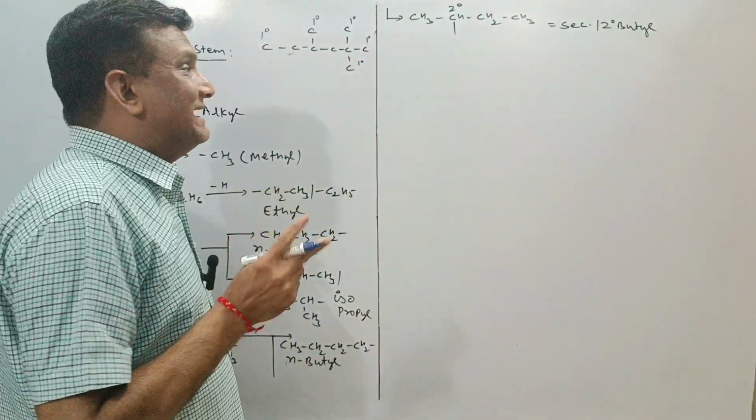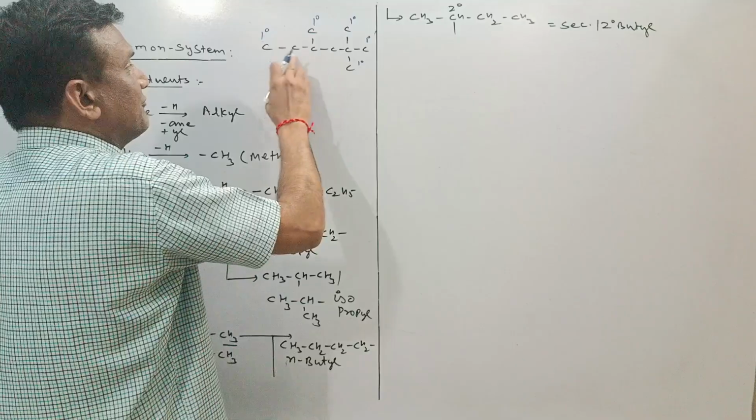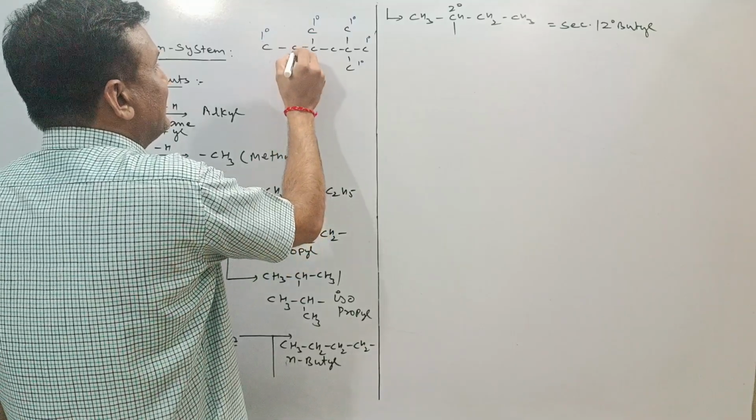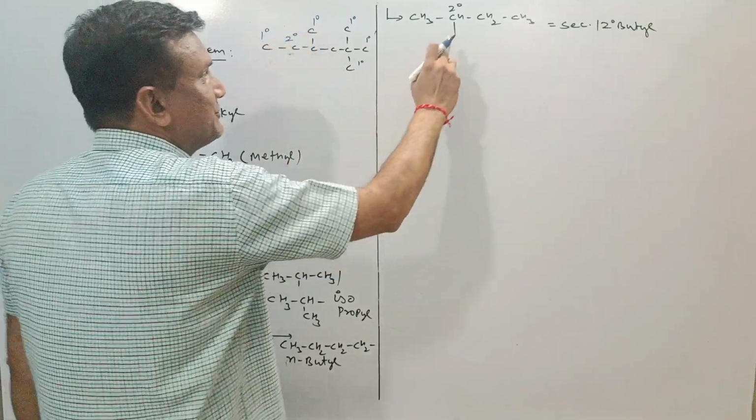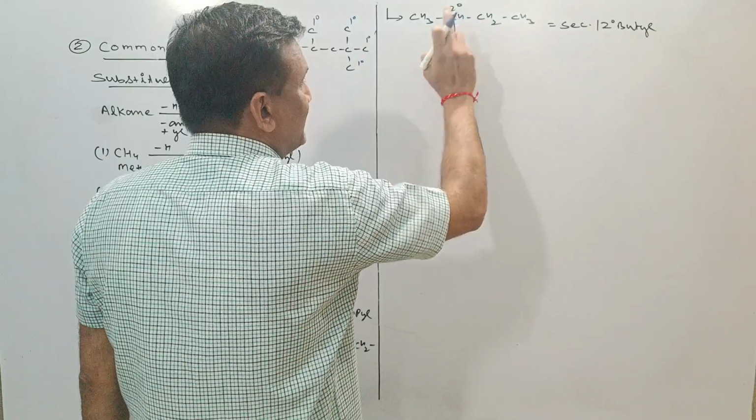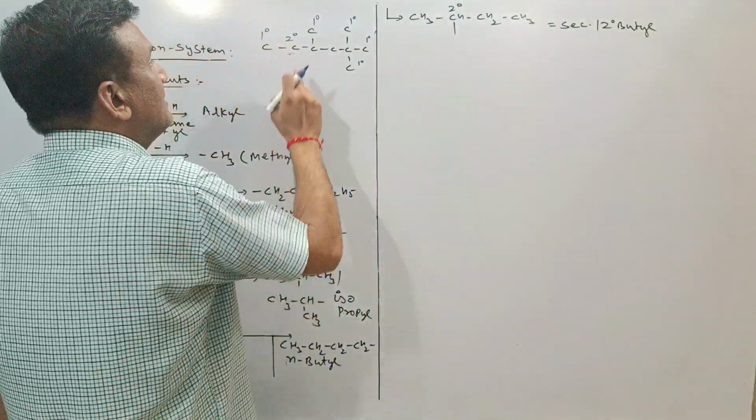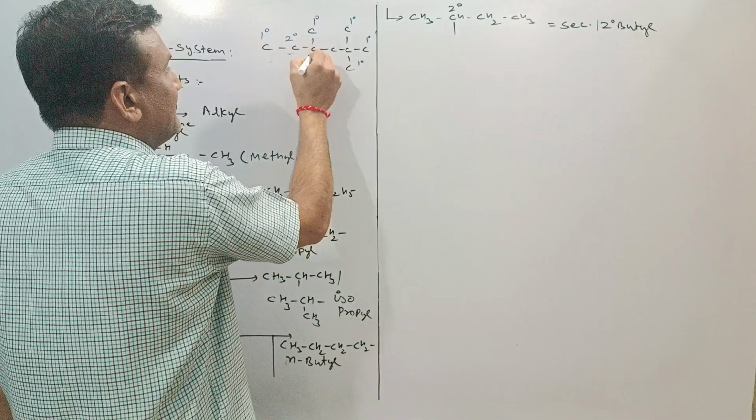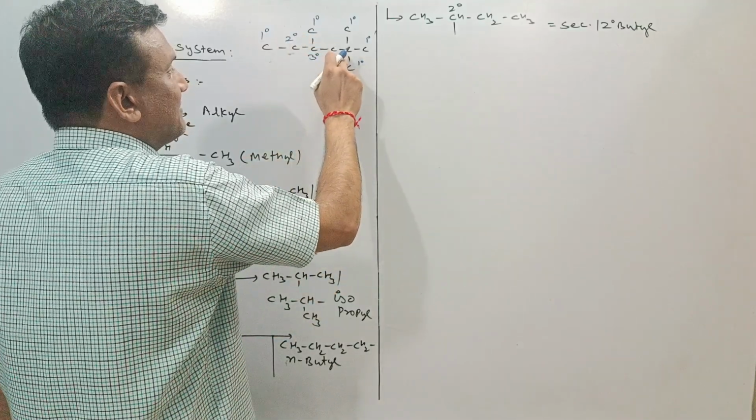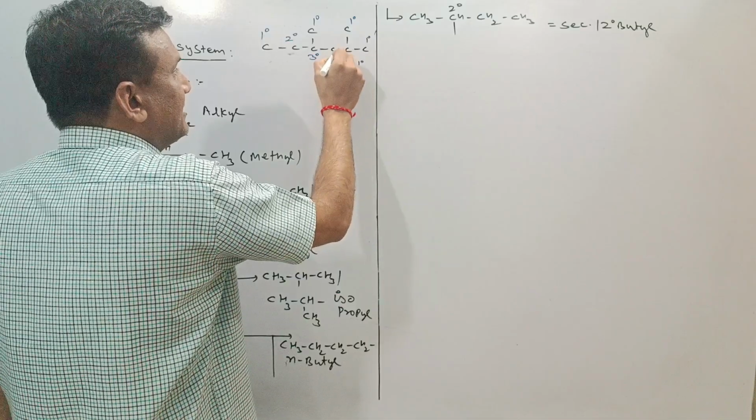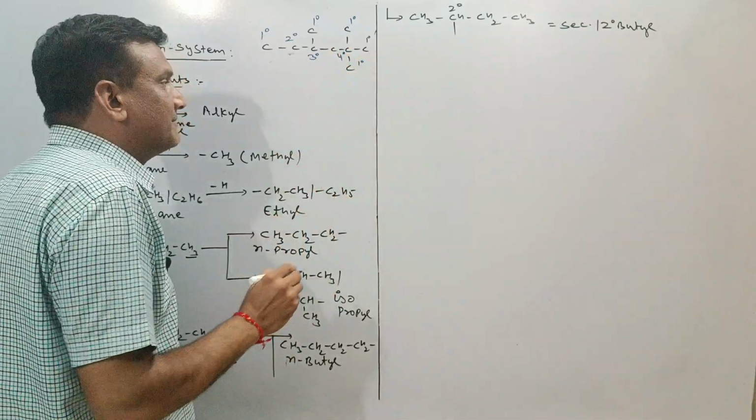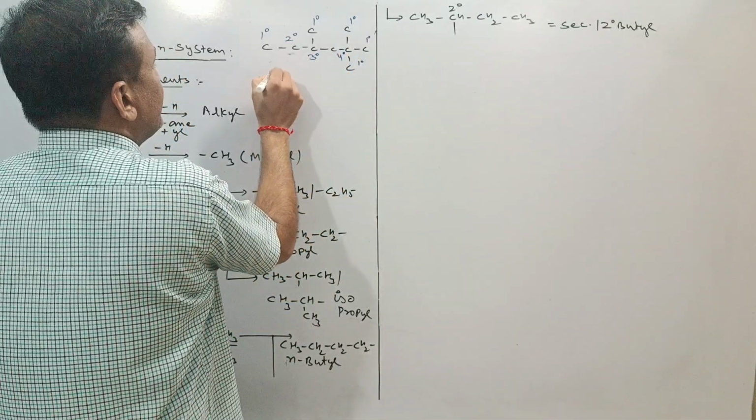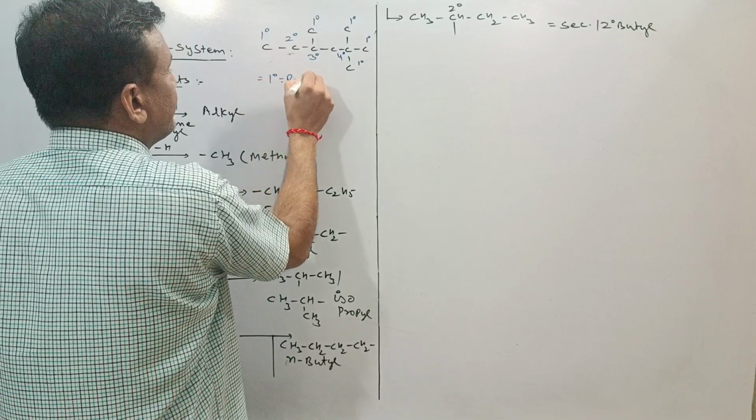If a particular carbon is attached to 2 surrounding carbons, then it is called a 2 degree carbon atom. So you can see it is attached by 2 carbon atoms. That's why it is 2 degree. If you go with the carbon surrounded by 3 carbons, then it will be a 3 degree, and the carbon surrounded by 4 carbon atoms is called a 4 degree carbon atom. 1 degree is also called primary.